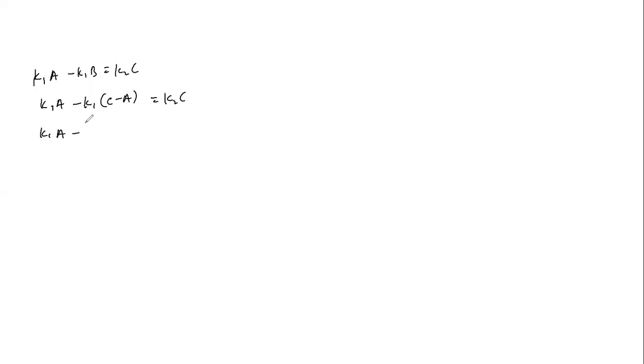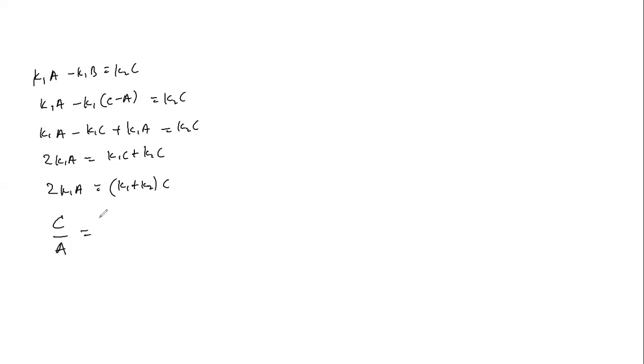k1 a minus k1 c plus k1 a is equal to k2 c. So we now have 2 k1 a is the same as k1 c plus k2 c. So that 2 k1 a is the same as k1 plus k2 to bracket c. Now, if we take the transmitted wave over the incident wave, we now have 2 k1 over k1 plus k2. And once we substitute the values of k1 and k2, once again we have 2 root E over square root of E plus square root of E minus V.